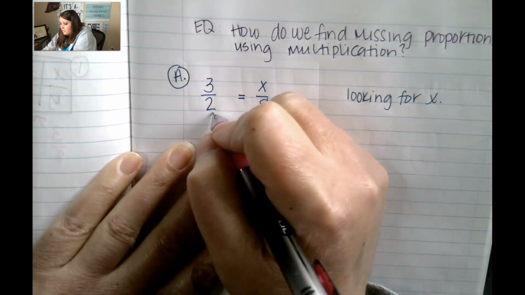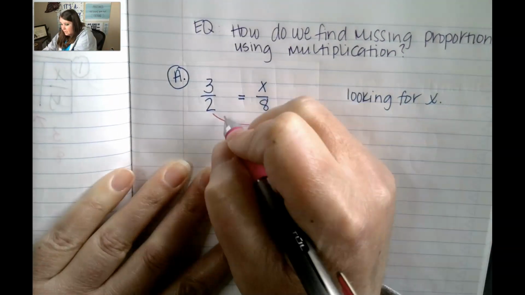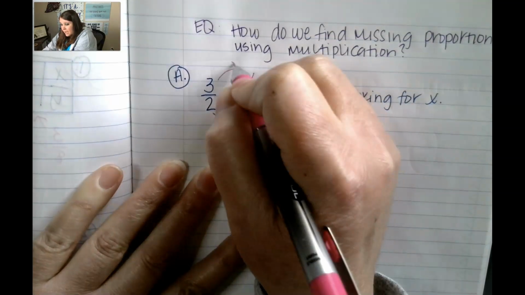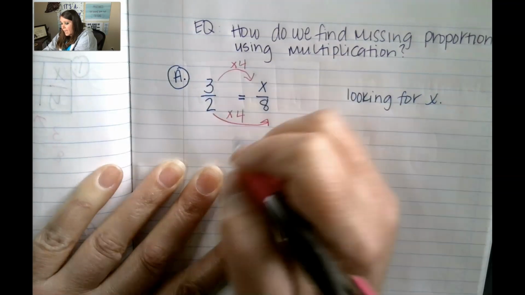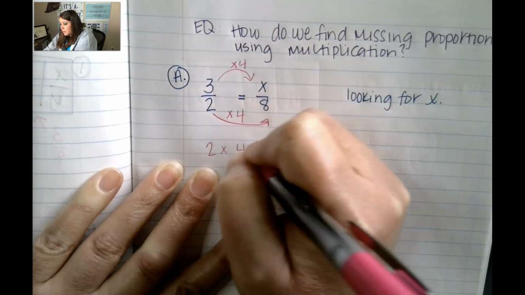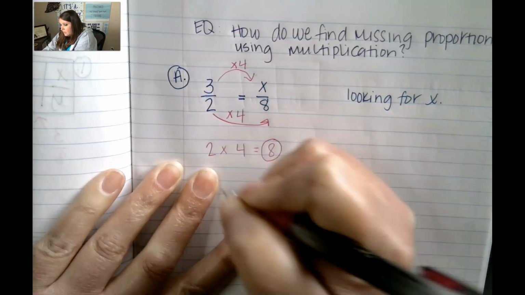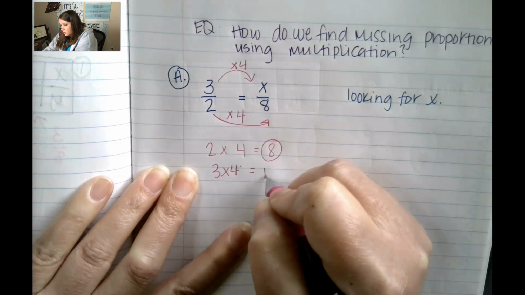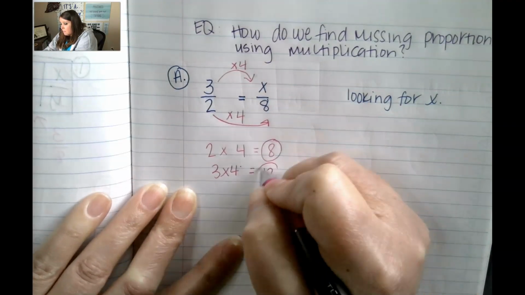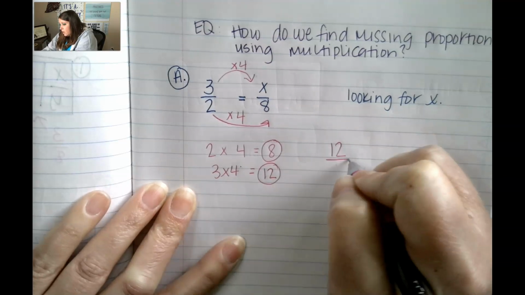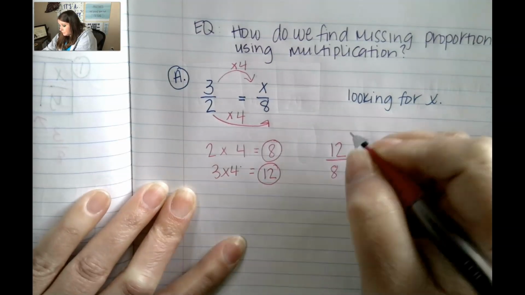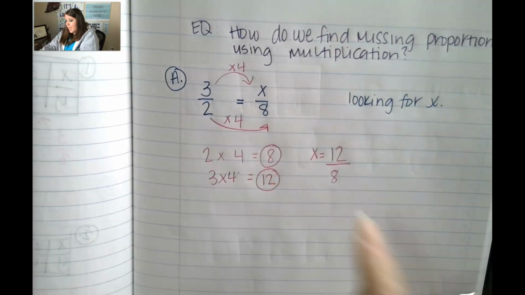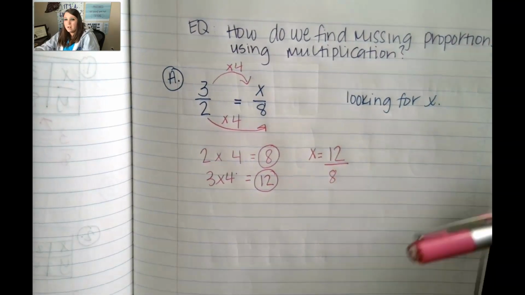Okay, we can go from 2 to 8 by multiplying by 4. So on the top, if we multiply by 4, we'll figure out what x is. So 2 times 4 gives us 8. 3 times 4 is equal to 12. So our top number is 12 and our bottom number is 8. So 12 over 8 is the proportion and x is going to equal 12.